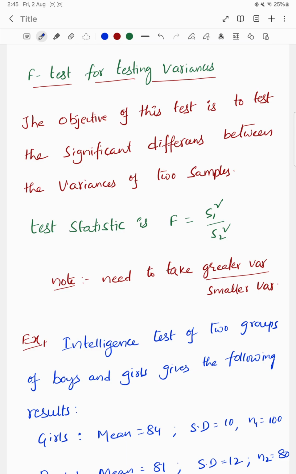But here in this model, we are going to test whether the variances between the samples are significant or not, and this can be done by another test called the F-test. Its test statistic is calculated as the bigger variance divided by the smaller variance. Remember, the formula is not always s1 square by s2 square. Sometimes it might be s2 square by s1 square. That means we have to take greater variance by smaller variance.